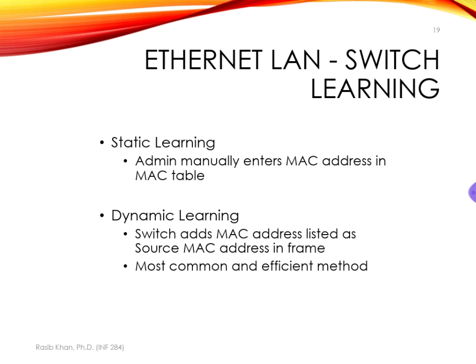The other option is what we call dynamic learning. This is the more preferable approach, where the switch adds the MAC addresses listed in the source MAC address in the frame, and this is more common and efficient in our current working LAN setups. This allows the network to be more dynamic, and also to configure itself whenever a change occurs. For example, if you unplug a host and plug it in somewhere else, the switch can automatically eventually learn the location of that MAC address.